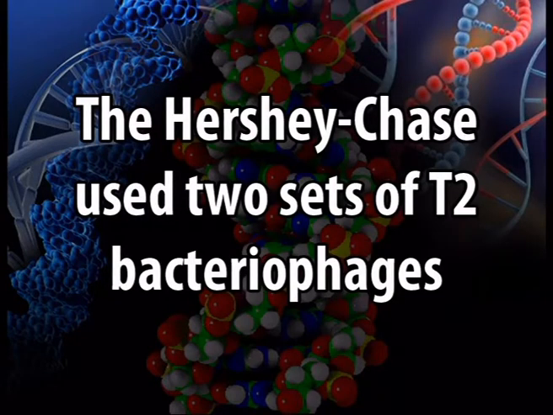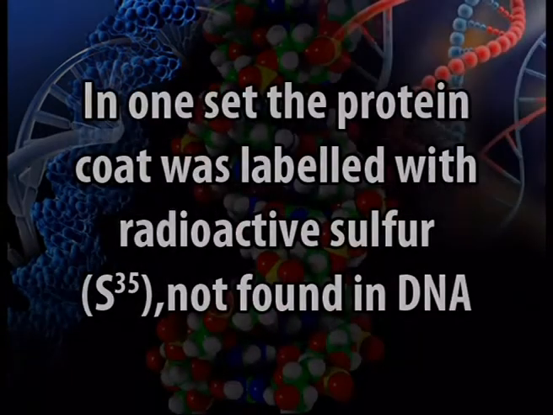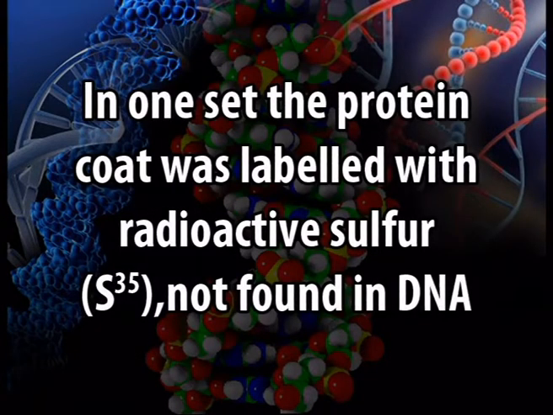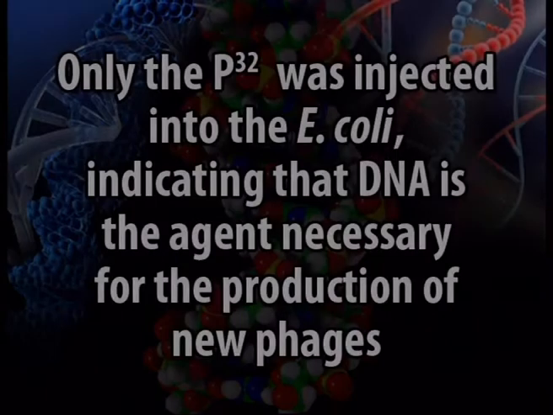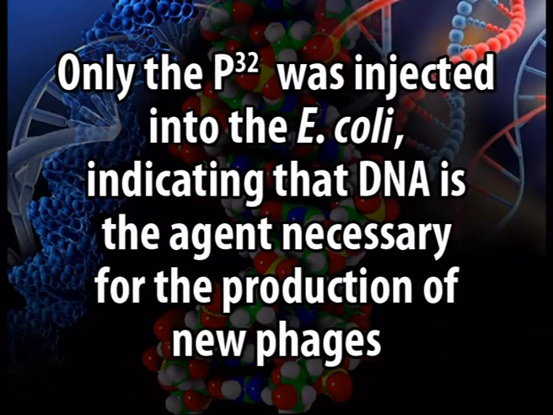The Hershey-Chase experiment, which demonstrated that the genetic material of phage is DNA, not proteins or any other thing, used two sets of T2 bacteriophages. In one set, the protein coat was labeled with the radioactive sulfur S35, not found in DNA. In the other set, the DNA was labeled with radioactive phosphorus P32, not found in proteins. Only P32 was injected into the E. coli, indicating thereby that DNA is in fact the agent necessary for the production of new phages.